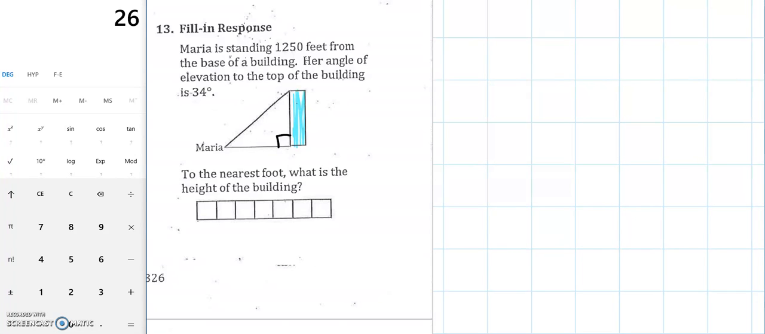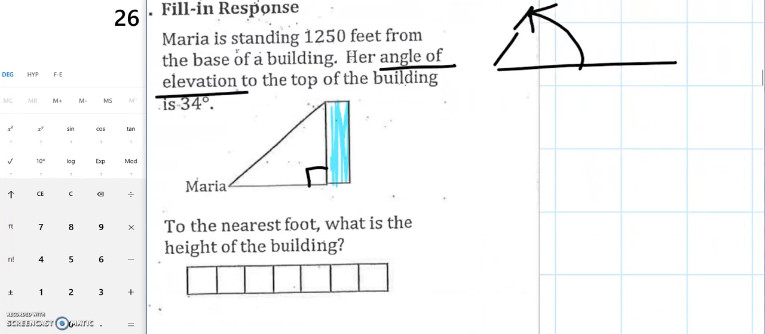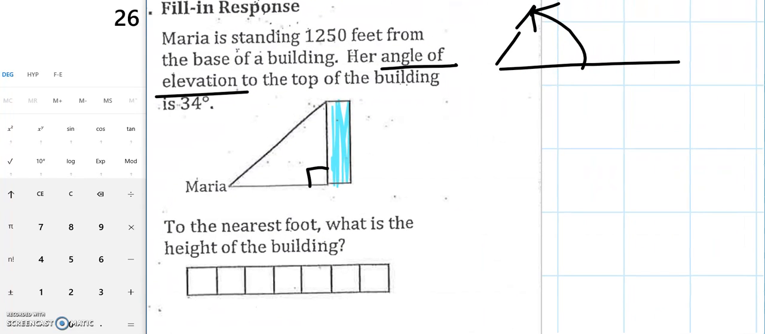It says that the angle of elevation. Now when you elevate, that means you're looking at a horizontal line and going up from the horizontal line, forming an angle. So in this case, our angle of elevation is going to be right here at the bottom where Maria is, and that is 34 degrees. And then it tells us that Maria, who's standing right here, she's standing 1,250 feet from the base of the building. Well, the base of your building is here, and she's standing here.